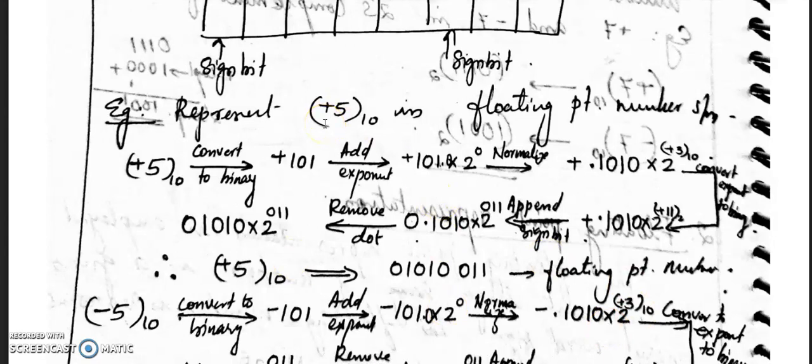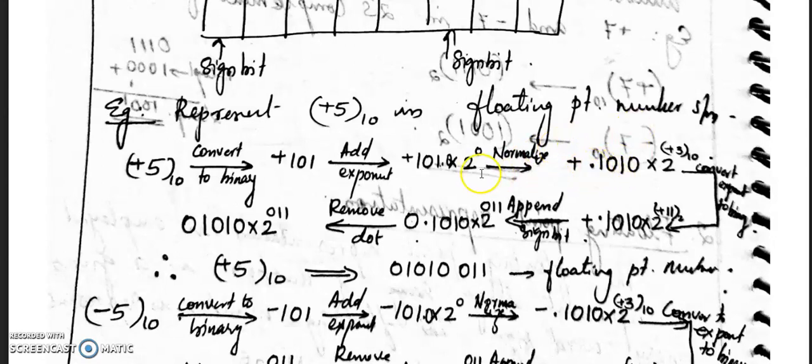Decimal value +5 I am converting into the floating point number system. So +5, convert it first into binary: +101. Add exponent. We have to add an exponent, so we put a point: 101.0 into 2 power 0. Okay, then you have to normalize.